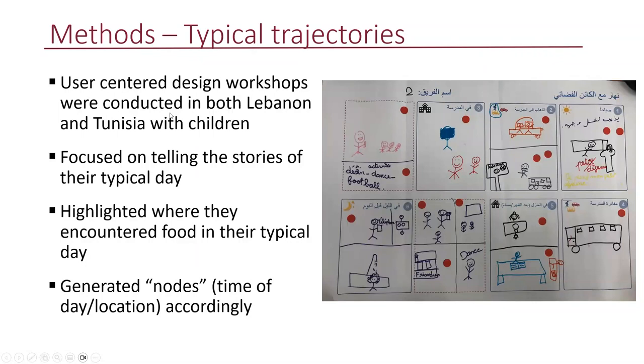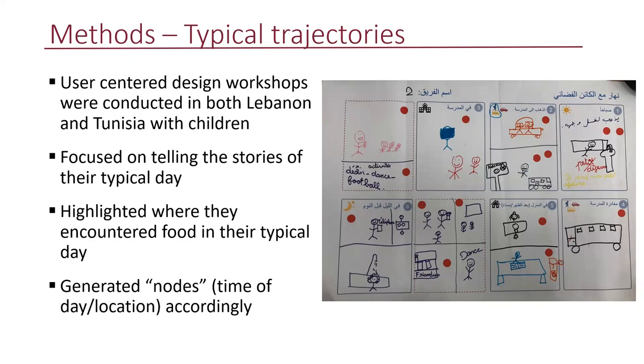So in terms of methodology, a lot of qualitative research was involved in trying to define the context within which school children make their food choices, and this was by no means an easy task. We used a series of user-centered design workshops that were conducted in both Lebanon and Tunisia with children, and that focused on letting them tell the stories of their typical days. Now, as already mentioned by Hala and also by Jad, this work involved conducting two large-scale surveys with school children in both Greater Tunis and Greater Beirut. So going back to this qualitative research, we focused on letting them tell the stories of their typical day.